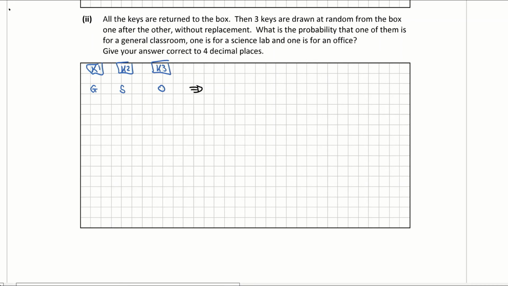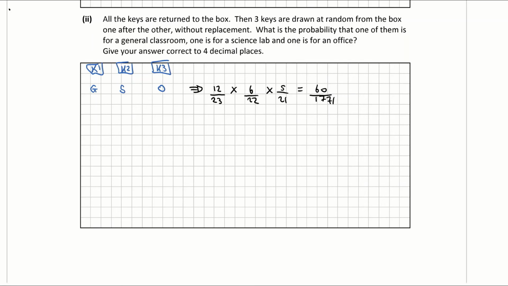There's 12 of them. So it could be general classroom out of 23. And I have 6 for science out of 22. Again, it's not being replaced. And again, meaning to multiply, 5 for the office out of 21. And that's my total there. What's that? 60 out of 1,771. So that's one possible order.